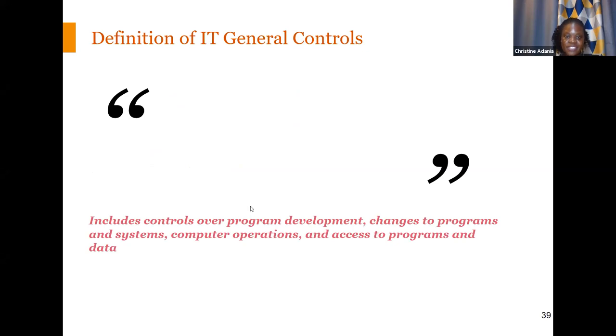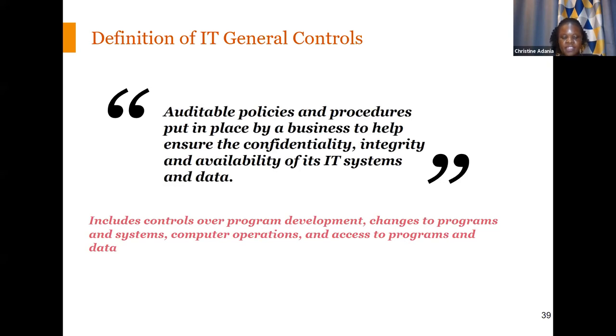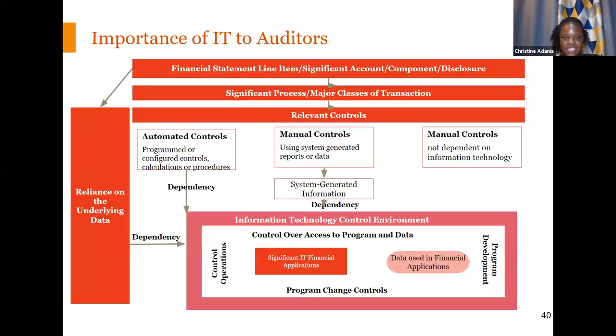So ITGCs, or IT general controls, include controls over program development, changes to programs and systems, computer operations, and access to programs and data. Just as you hear the name, general IT controls are controls that you would expect to have been established in an environment where there is use of IT. These are auditable policies and procedures put in place by the business to help ensure confidentiality, integrity, and availability of its IT systems and data, which we have defined in the previous slides.